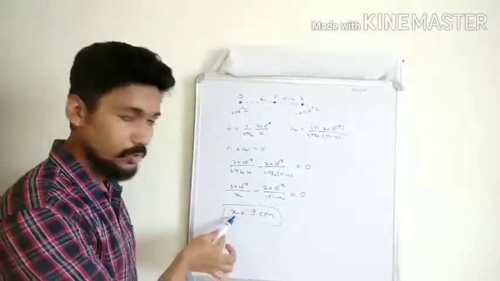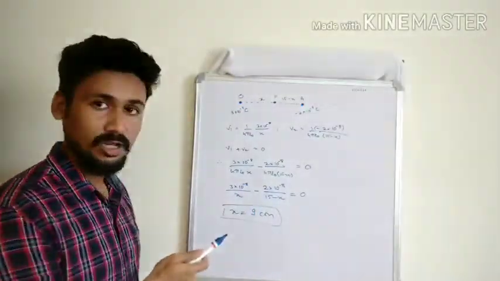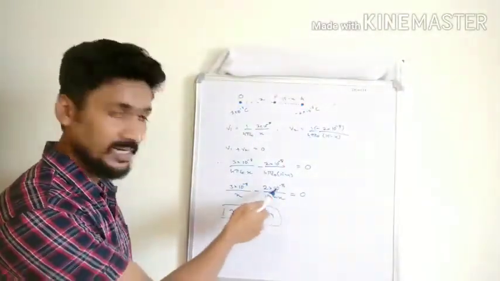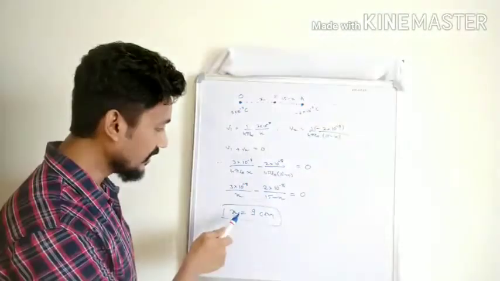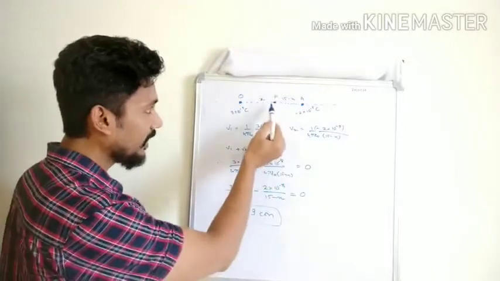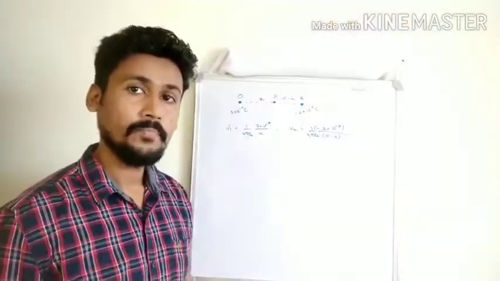How to get this value? I think you are very well aware of the algebraic manipulation that you have to do for this. Do the cross multiplication and very easily you will get the value for x. So this gives us the distance of point P from O, which is equal to 9 centimeters.